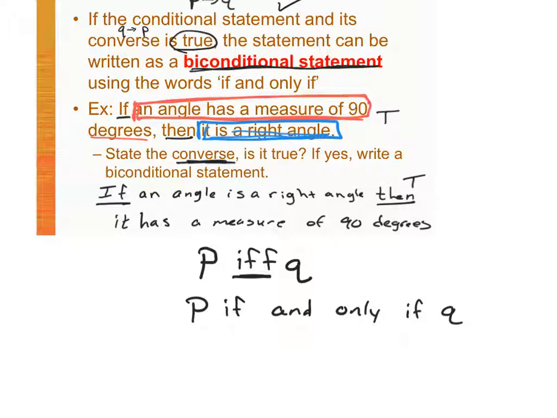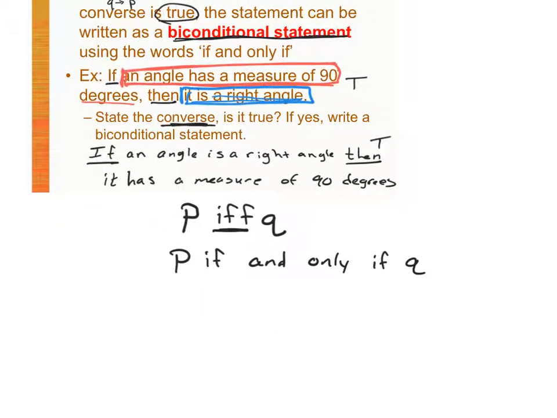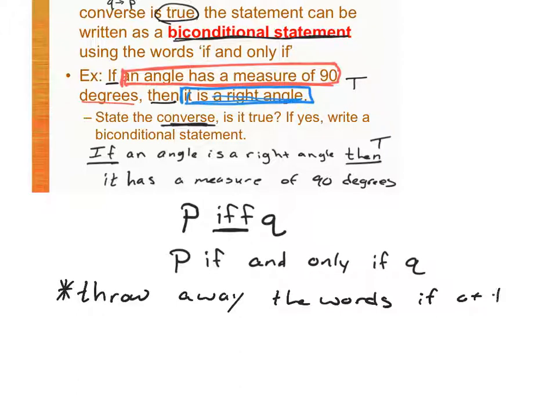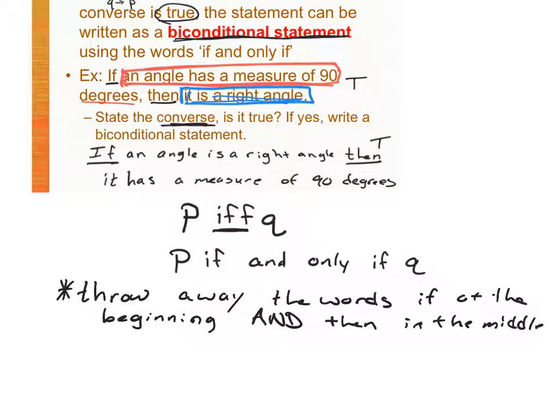What this means is when we make a biconditional statement, number one, this is the biggest mistake, throw away the words if at the beginning and then in the middle. We're going to throw those away. So watch, up in that statement there, I'm going to cross off the if. I'm not going to use that. I'm going to throw it away, and I'm going to throw away this then. I don't want those.